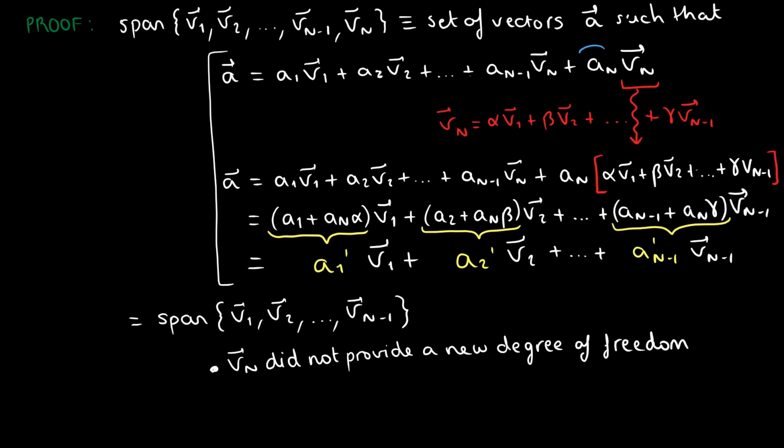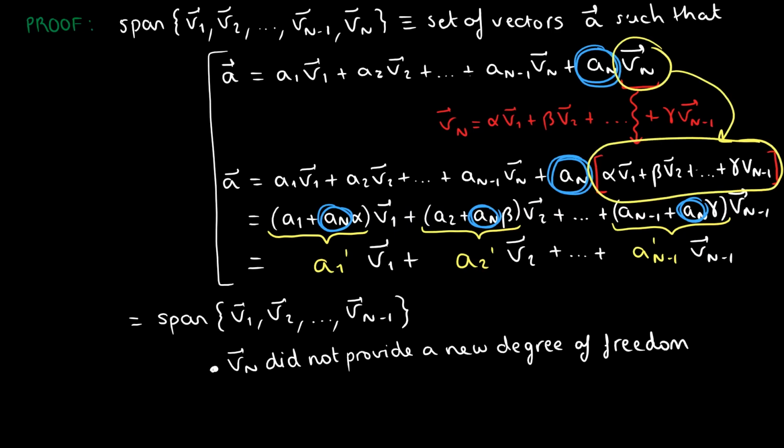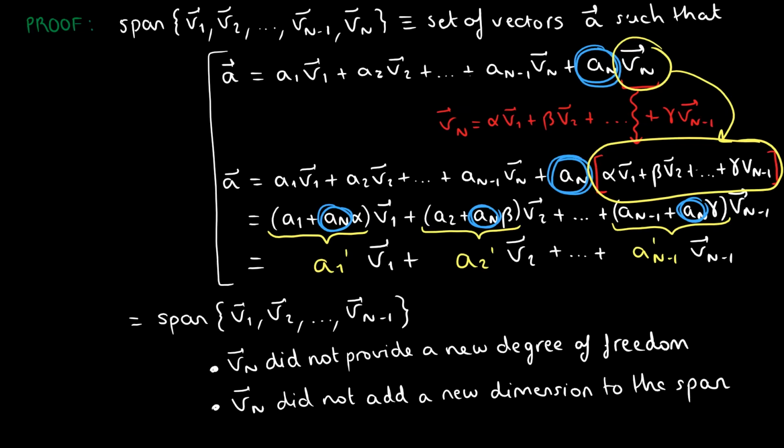The scalar coefficient an, which can be seen as a parameter that was supposed to provide us with a new degree of freedom, was lost. It was diluted into the other parameters, thanks to being able to write vn as a linear combination of the others. The new linearly dependent vector did not add a new dimension to the space spanned by the set.